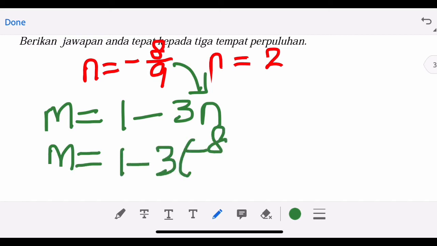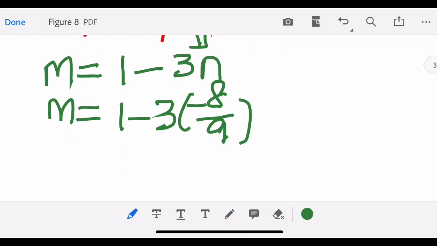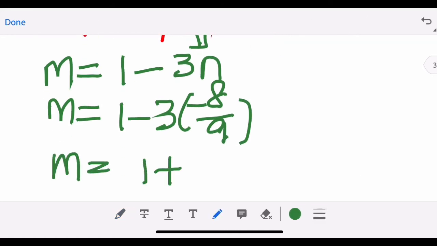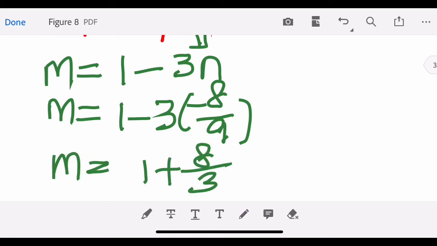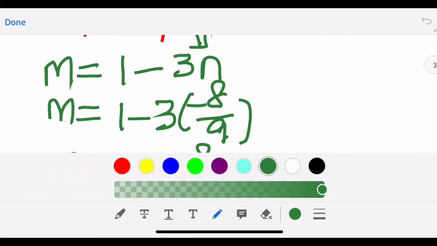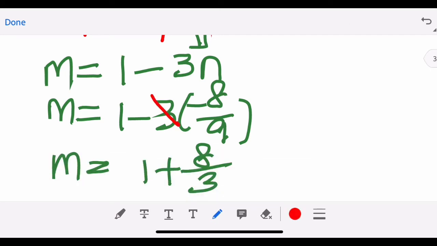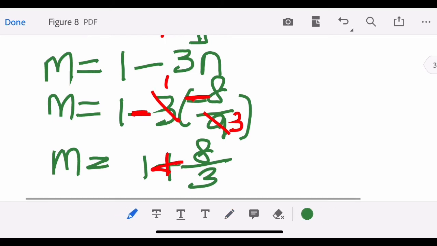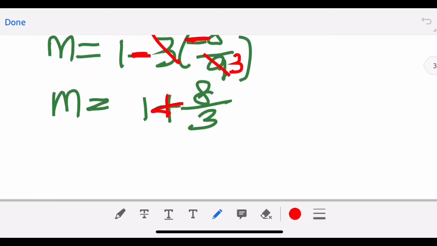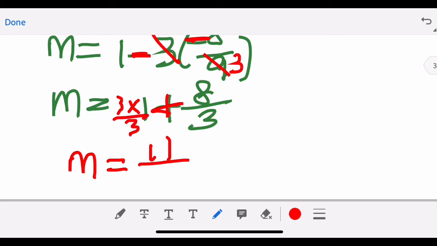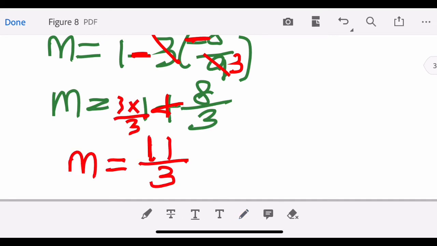So n is negative 8 over 9. You can use a calculator if you want. So it's 1 plus 8 over 3. How do I get the 8 over 3? I simplify the 3 and 9, and negative becomes positive. Finally we prefer the answer like this. You can write 3 over 3 times 3 over 3 is 11 over 3. No problem. You can give me a mixed fraction, or you can give me an improper fraction.